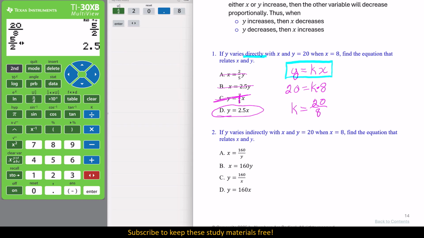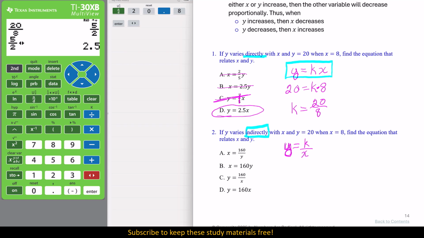Now that we have reviewed that, let's go to number 2. If y varies indirectly with x and y equals 20 when x equals 8, find the equation that relates x and y. Indirectly. So what are we honestly looking for here? Well, there's a couple ways to think of this, but let's go ahead and do the time-honored y equals k over x.